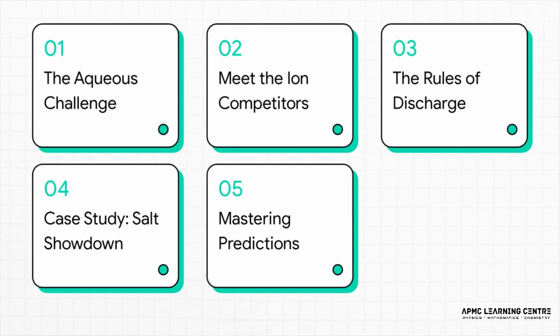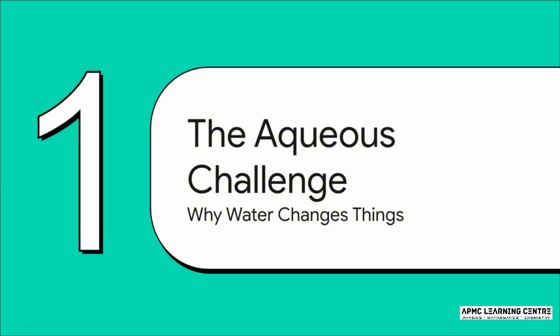So here's our game plan for today. We're going to look at why water makes things so tricky. We'll meet our 4 ion competitors, learn the all-important rules of discharge, run through a classic case study, and then you'll be ready to make your own predictions. All right, let's get into our first section.